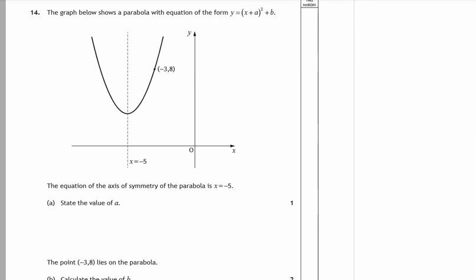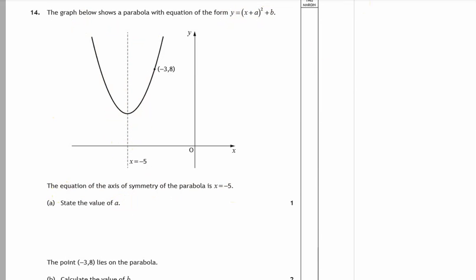Okay, question 14. The graph below shows a parabola with the equation in the form y is equal to (x plus a) squared plus b. So that's like the completing the square type form. It's shown here, which is quite helpful seeing it. And the axis of symmetry they're actually giving you is x equals -5. So there's our axis of symmetry up there, -5. What is the value of a?